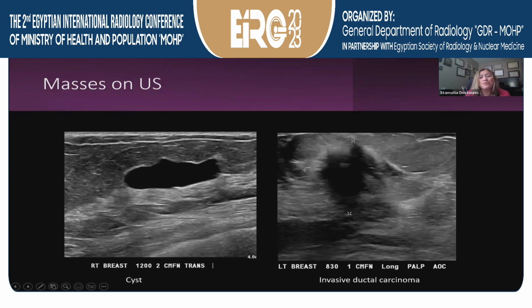This patient came in feeling lumps in her right and left breast. The one she felt on the right turned out to be a cyst, but the one on the left was this very irregular, very abnormal looking mass with echogenic rind, and this was an invasive ductal carcinoma.